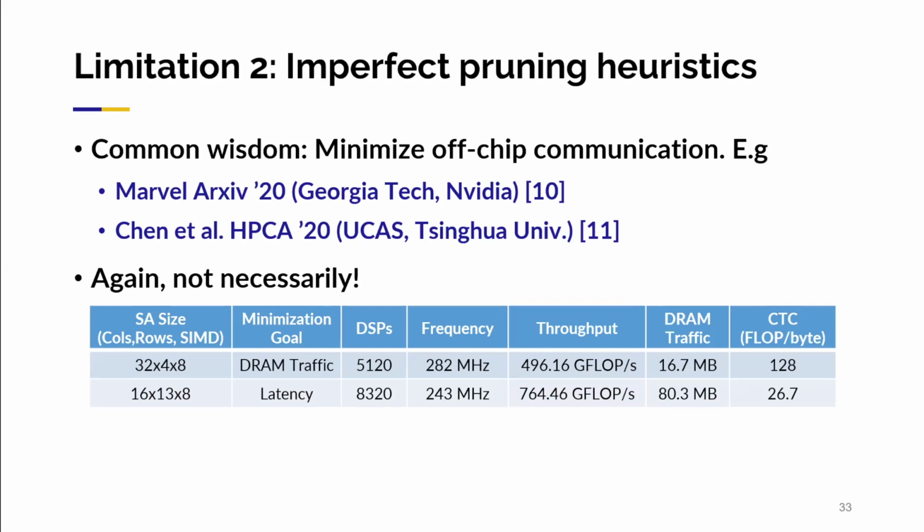And the reason is that when we use non-divisor tiling factors, we will need to pad the problem size with zeros, which will add more DRAM traffic. Using the off-chip memory traffic as a criterion can miss these optimal designs and just use the 5,000 DSPs.